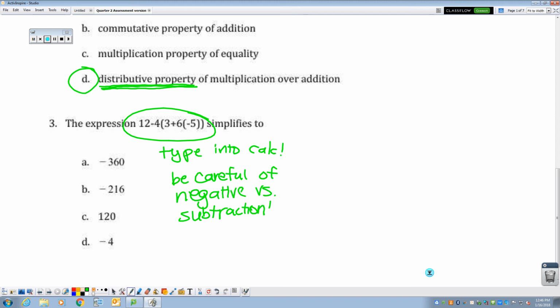But I don't need to see any work, so I don't need that order of operations. And when I type this into my calculator, I get 120. Straightforward calculator question.